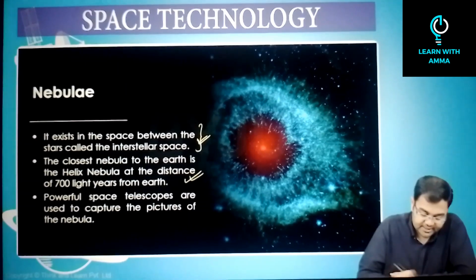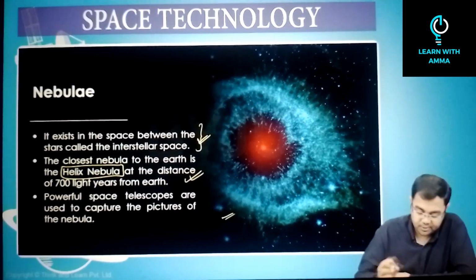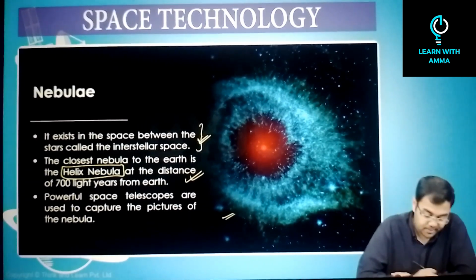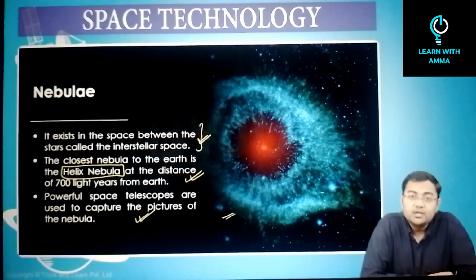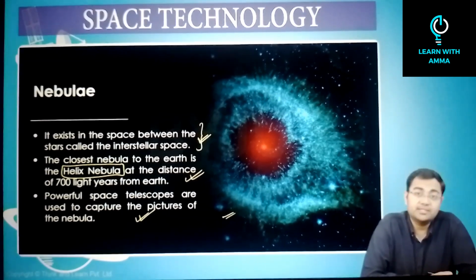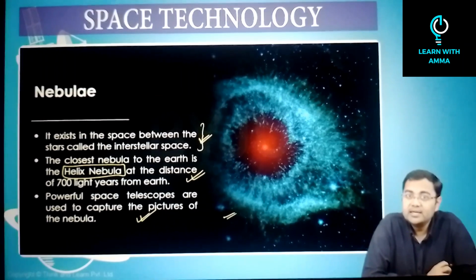Closest nebula to the Earth is the Helix Nebula. The photograph that you see on the screen is the Helix Nebula. Powerful space telescopes are used to capture the pictures of nebula. So that's why the Hubble Space Telescope has been one of the pioneers when it comes to discovery of a large number of nebula in the universe.